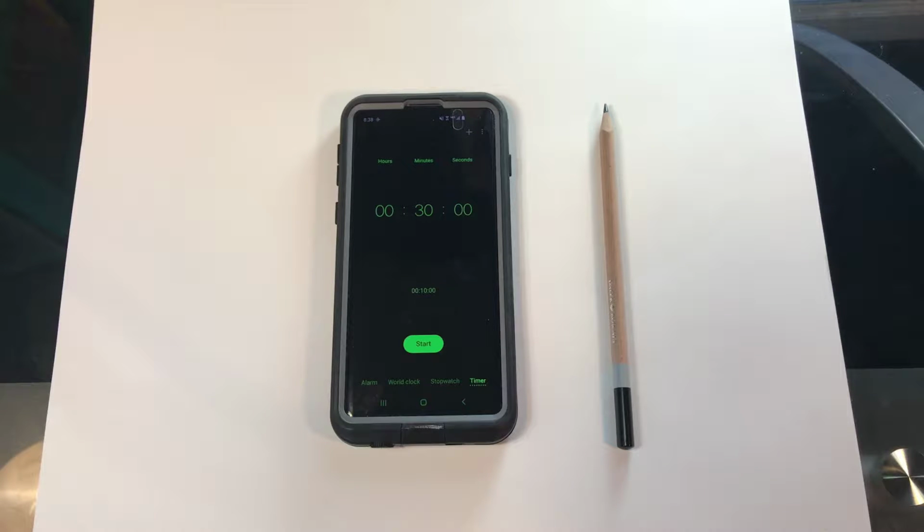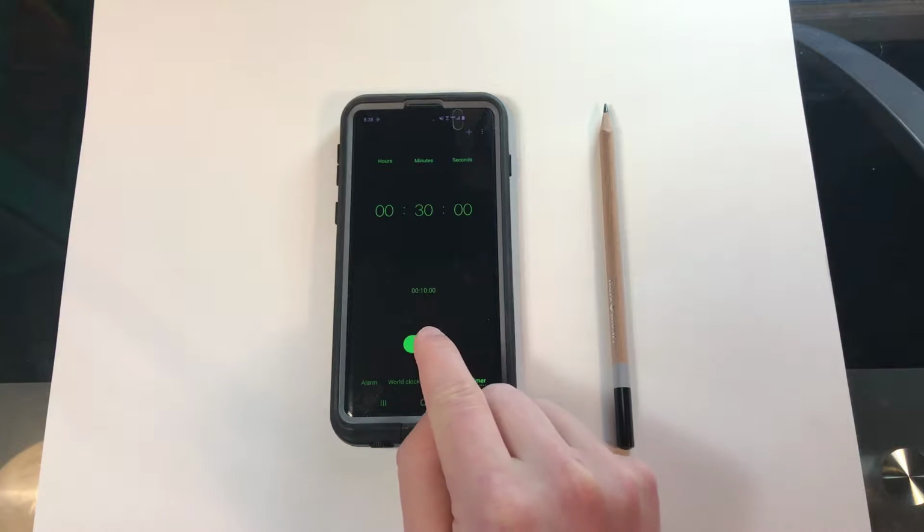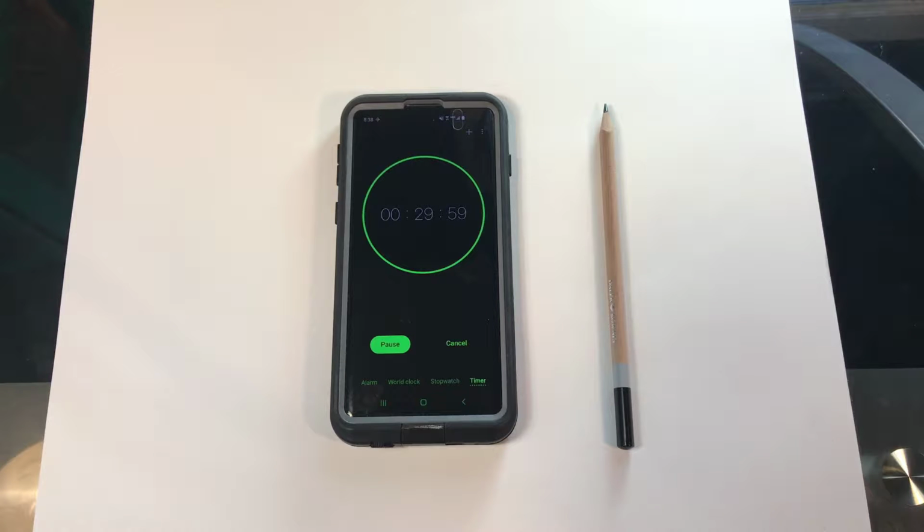Good morning, everybody. We are about to start the sketching process. All right, timers are set for 30 minutes. Got the pencil, got the paper, and let's begin.